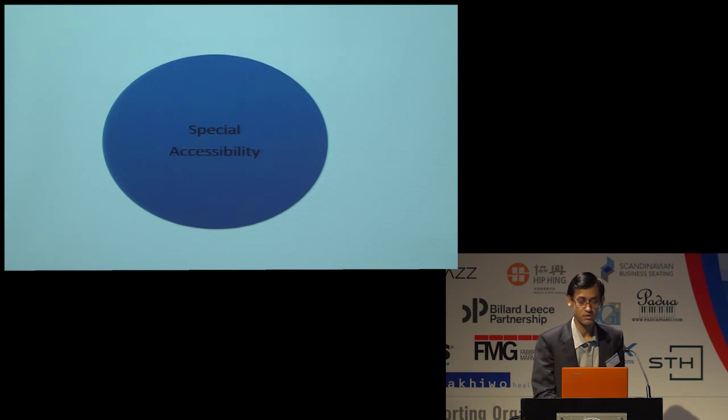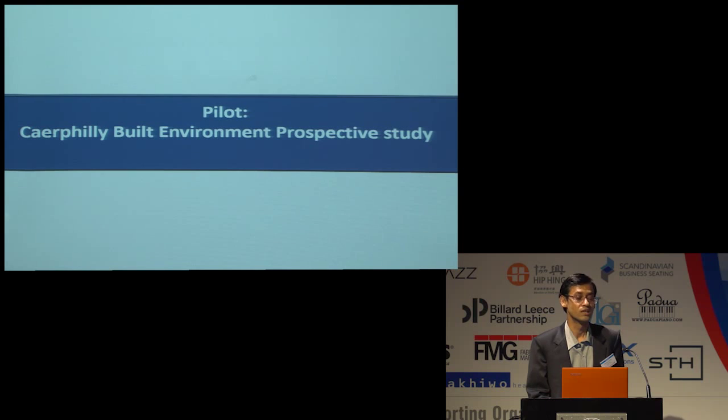Now, let's give you some examples. Spatial accessibility. This is based on the Caerphilly Built Environment Prospective Study, which I was doing in 2009. Caerphilly is a town in southern Wales, and it has, in fact, the longest standing epidemiological cohort. We started way back in the early 1980s.